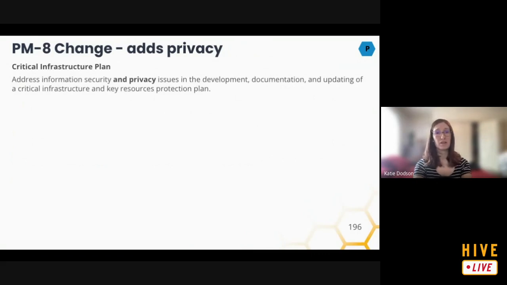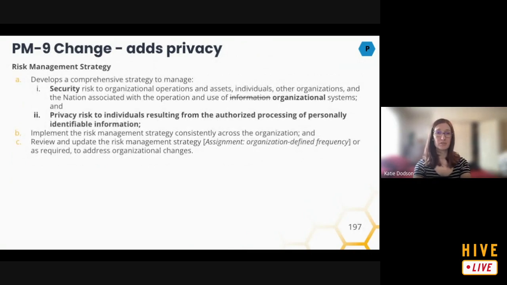PM8, again, added privacy, so address information security and privacy issues in the development, documentation, and updating of a critical infrastructure and key resources protection plan. PM9, added privacy, develop a comprehensive strategy to manage security risk to organizational operations and assets, individuals, other organizations, and the nation associated with the operation and use of organizational systems, and privacy risk to individuals resulting from the authorized processing of PII, implement the risk management strategy consistently across the organization, and review and update the risk management strategy at an organization-defined frequency or as required to address organizational changes.